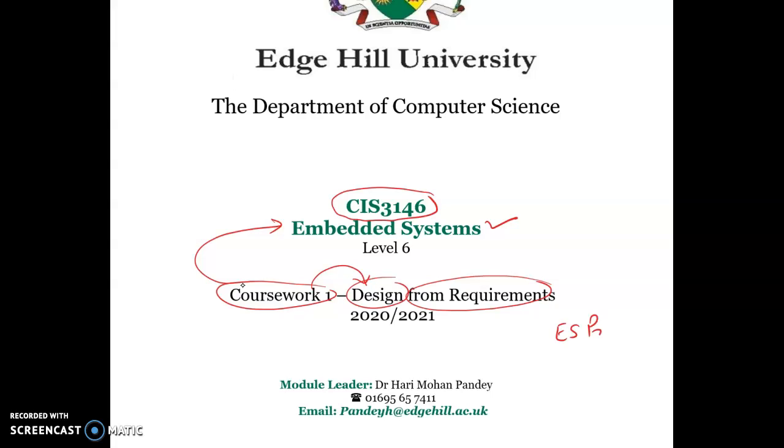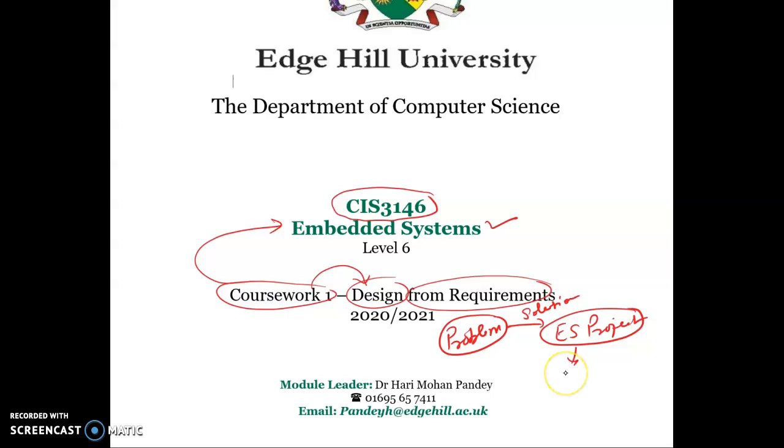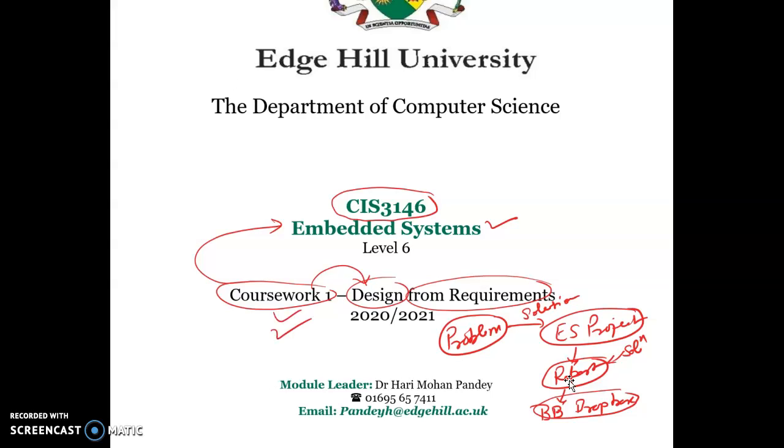an embedded system project for a problem. So your project will suggest a solution for this problem, and then once you complete your project, you will prepare a detailed report, and this report will be your solution. Once your report is ready, you can submit it to Blackboard Dropbox. So this is what we are going to do in coursework 1.